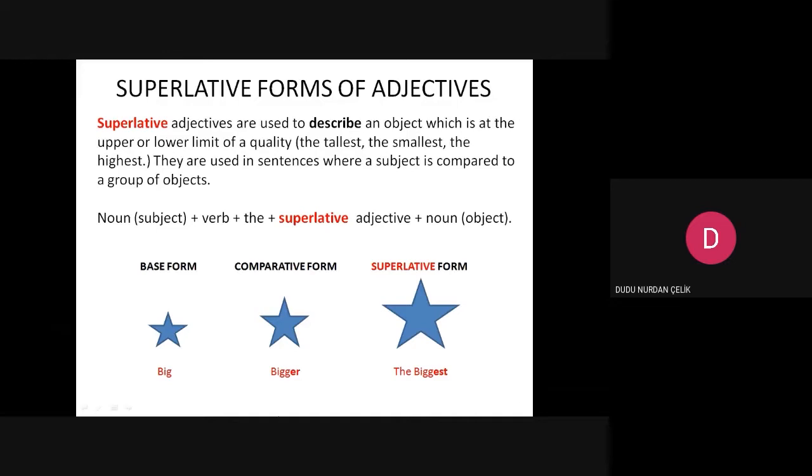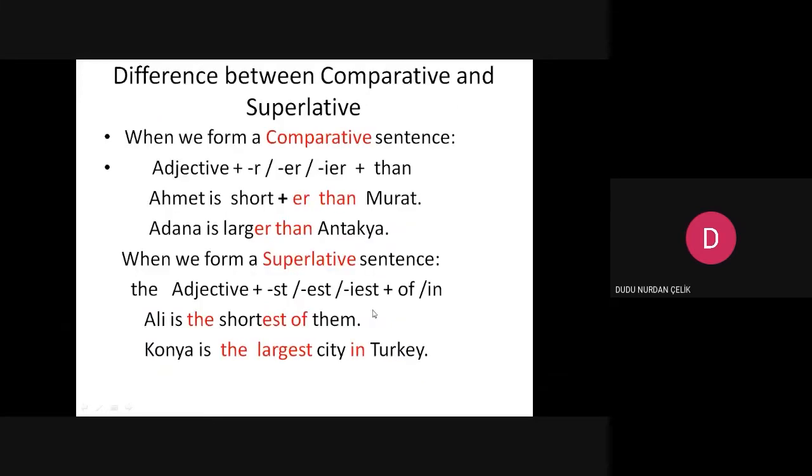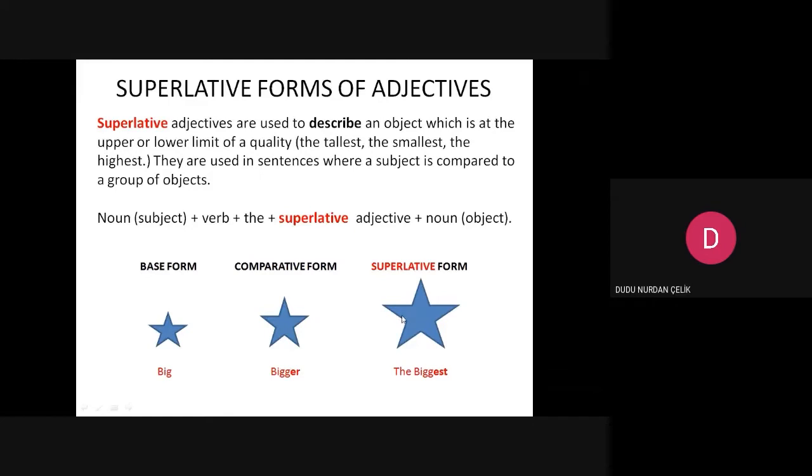Look at this group. We have a group of stars. In this group, we have 3 stars. A group consists of at least 3 objects. And in this group, we have 3. And when we make comparatives, we compare 2 things. Remember? But in superlatives, the compared objects must be at least 3. Be careful.